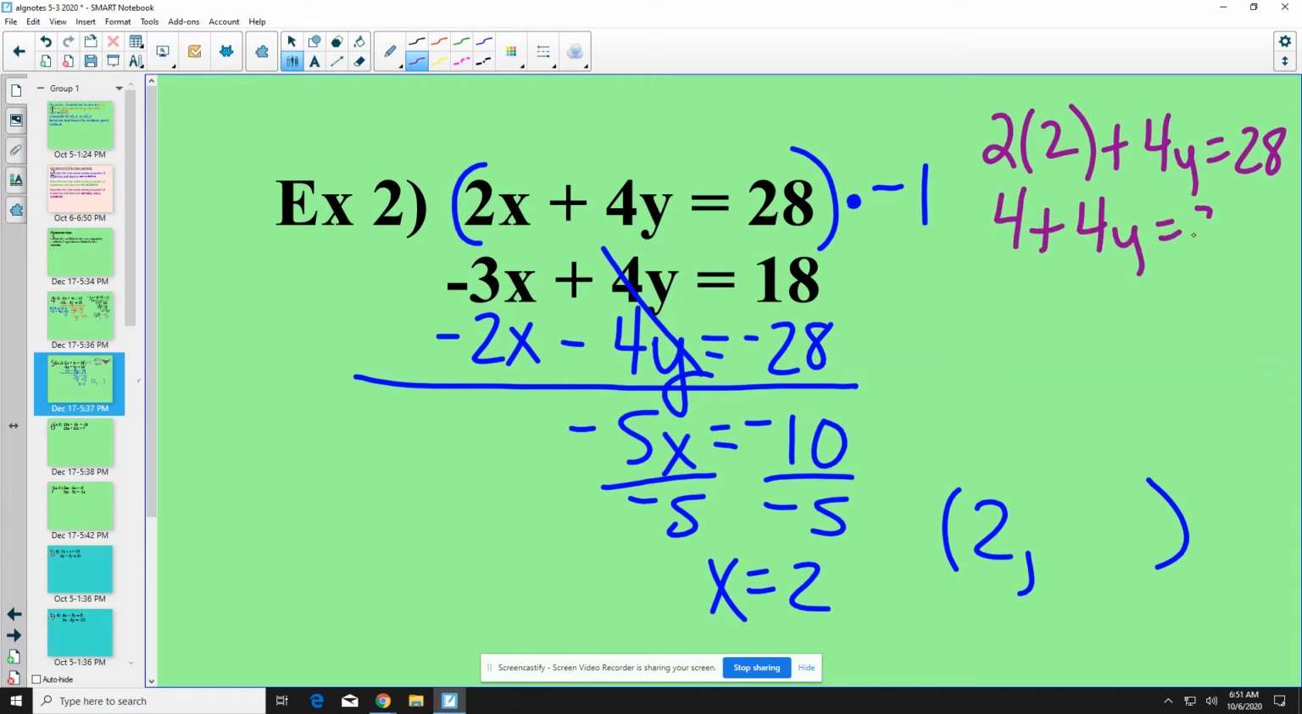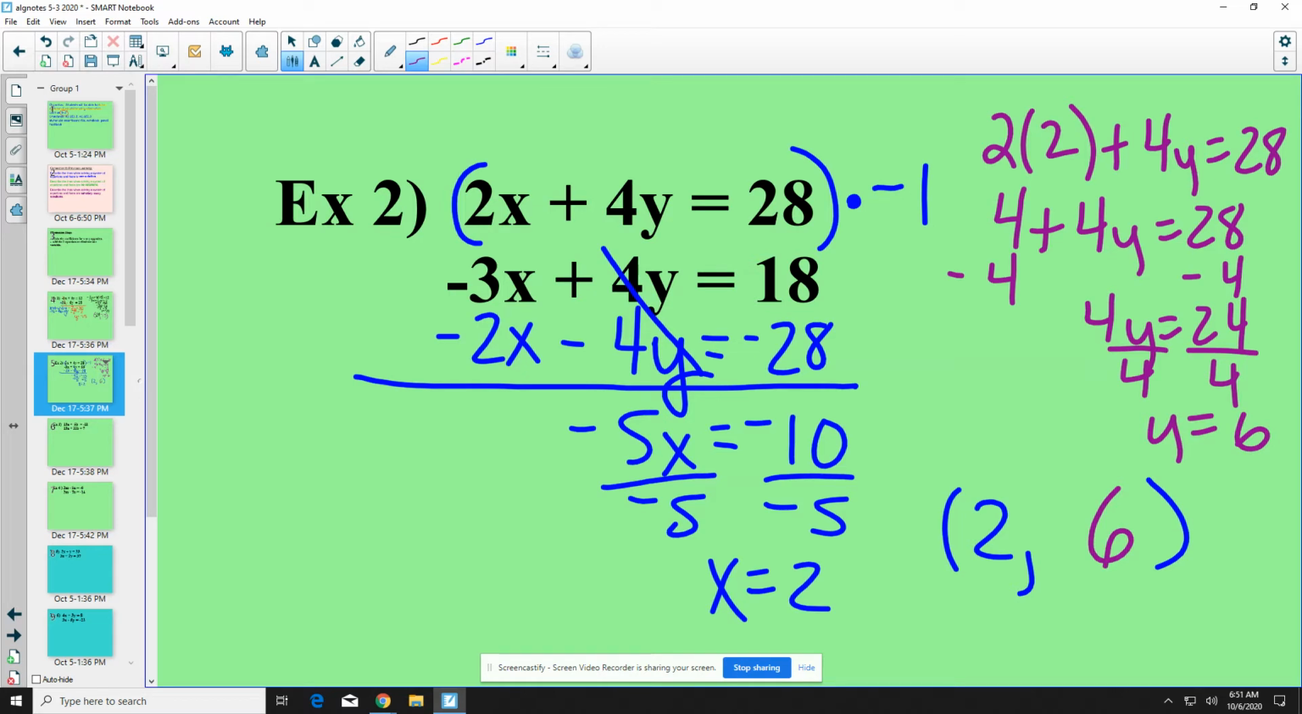4 plus 4y equals 28. Now I need to subtract 4 to get 4y equals 24, and then divide by 4. So I would get y equals 6. I could double check and make sure it works in the second equation.